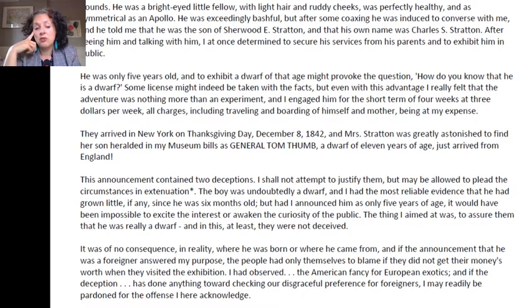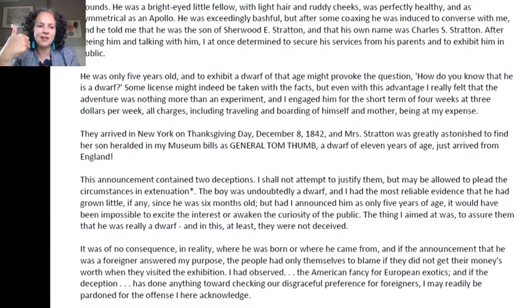"It was of no consequence in reality where he was born or where he came from, and if the announcement that he was a foreigner answered my purpose, the people had only themselves to blame if they did not get their money's worth when they visited the exhibition. I had observed the American fancy for European exotics, and if the deception has done anything toward checking our disgraceful preference for foreigners, I may readily be pardoned for the offence I here acknowledge."